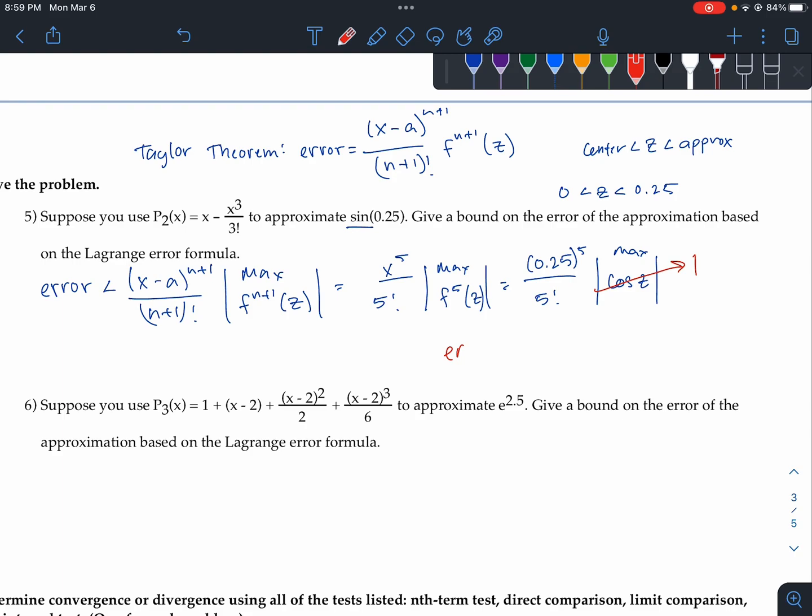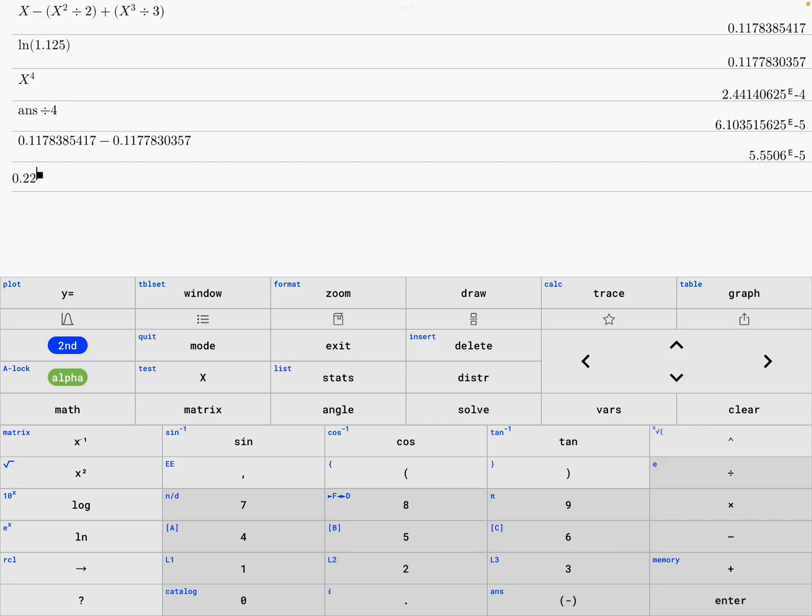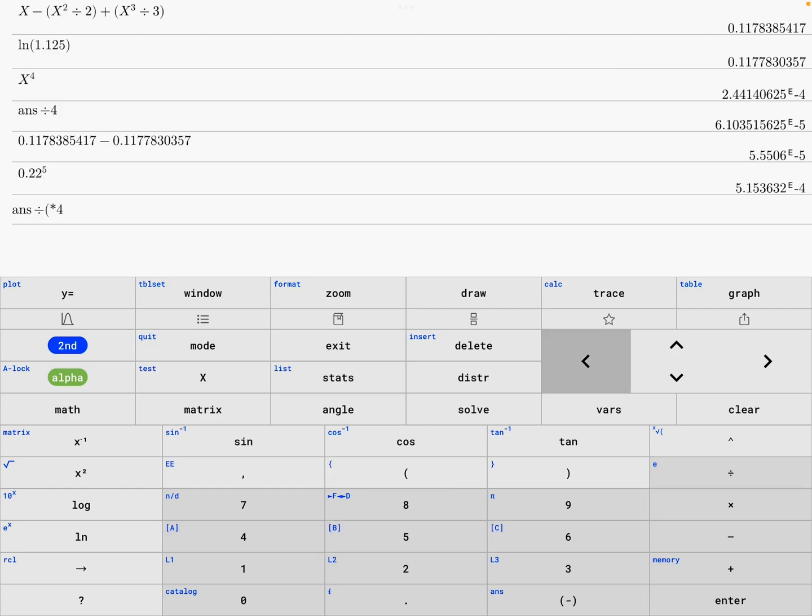So our error has to be less than, and if you put that into a calculator, 0.25 to the 5th divided by 5 factorial, you get a very, very small number. Let's punch it in. So we have 0.25, we have to raise that to the 5th, and then we have to divide that by 5 factorial: 5 times 4 times 3 times 2. I know there's a factorial button, I'm just too lazy to go to it.